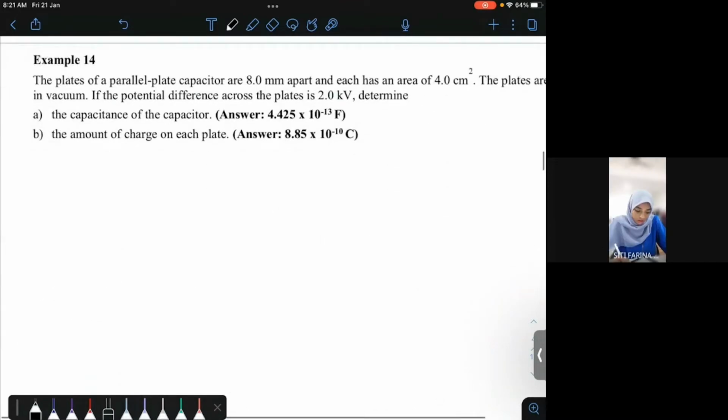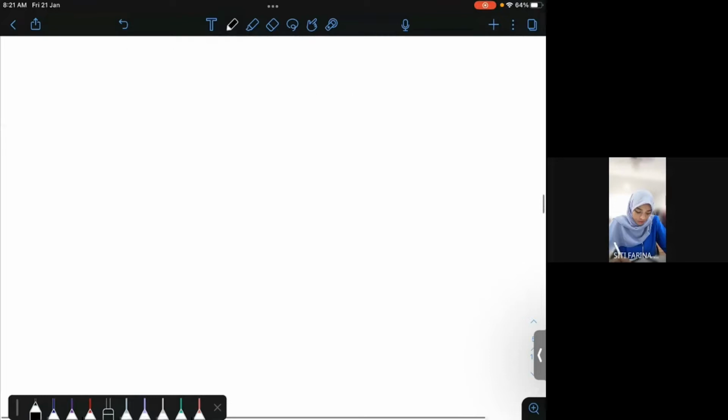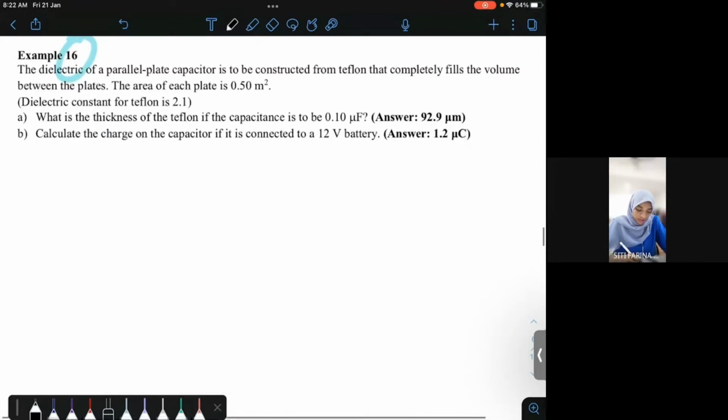Okay. Kalau tak ada soalan, kita akan proceed dengan example seterusnya, which is example 16. So for example 16, what we have here, the dielectric of a parallel plate capacitor is to be constructed from Teflon. So kita punya dielectric been made from the material dipanggil Teflon that completely fills the volume between the plate. So maksudnya if this is your plate, you're going to insert a dielectric that is going to occupy this whole space lah.